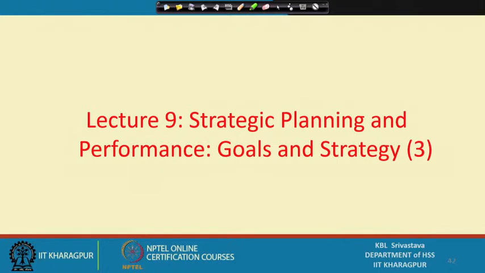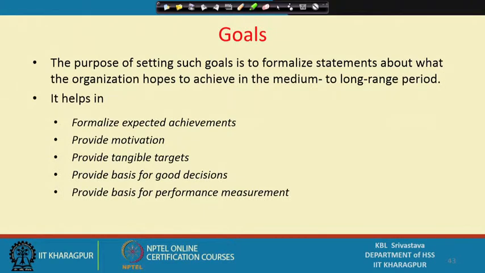Now, in order to achieve these goals, organizations make certain strategies at different levels, right. So, in this lecture we are going to talk about these issues related to goals and strategies. This is the 9th lecture, strategic planning and performance, and specifically we are looking at the role of goals and strategy in the process. When we are talking about goals and strategies, the first thing is that we need to define what we mean by a goal. Now, why do we set goals, and why do we need to formalize statements related to the goal?